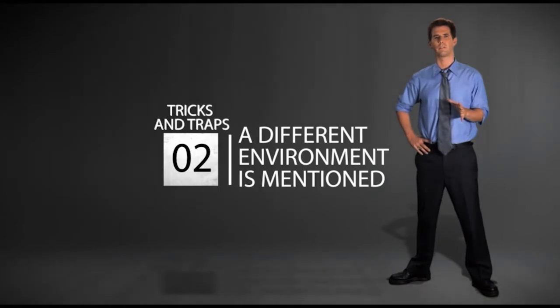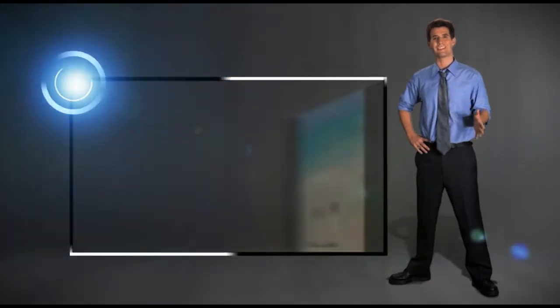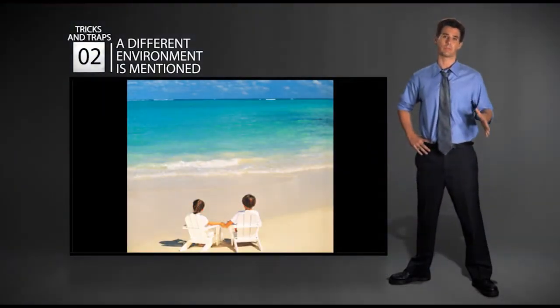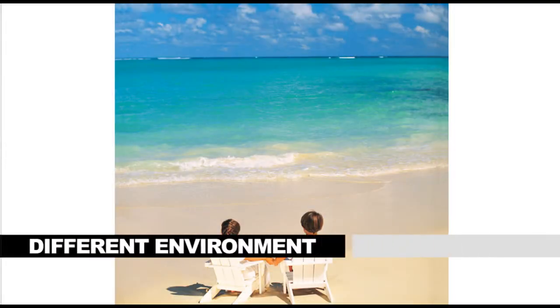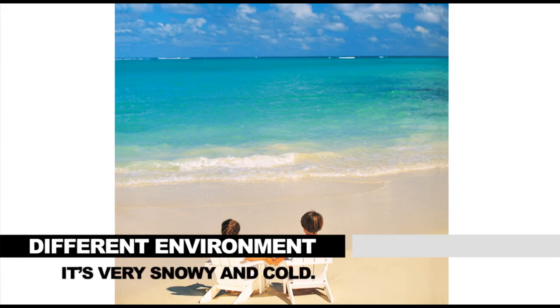Another type of meaning problem is when the environment mentioned in the answer choice is different from the environment in the photo. Let's take a look at an example. It's very snowy and cold. So with this example, the sentence says that the environment is very snowy and cold. But when we look at the photo, we can see that the environment is actually sunny and nice. Be careful of answer choices that misidentify the environment of the picture.